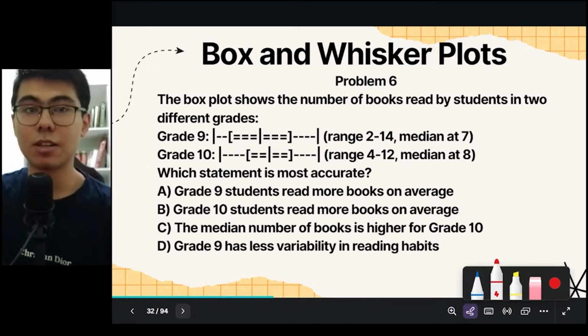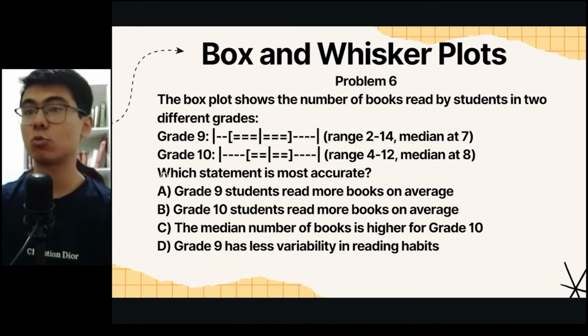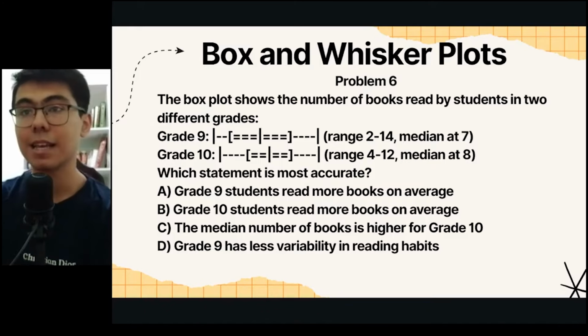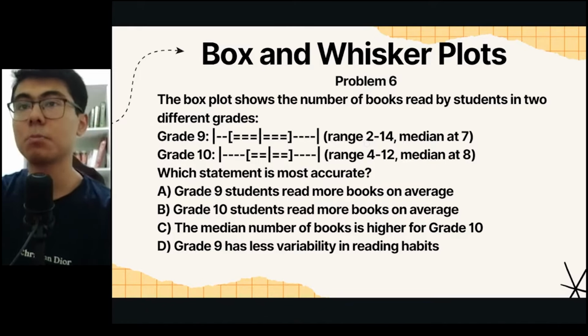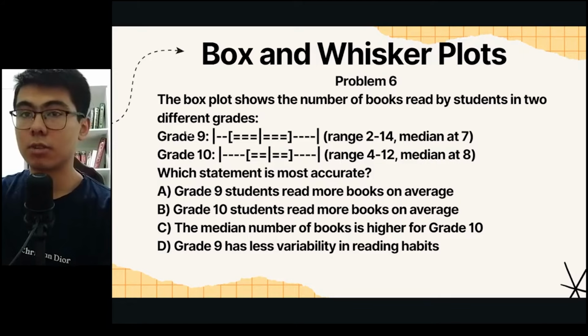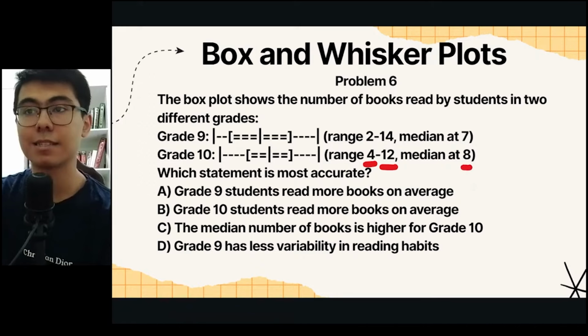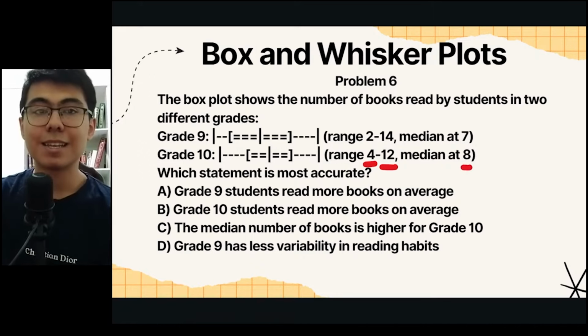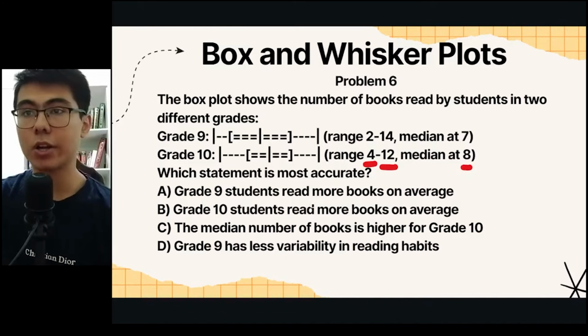Now let's move on to a little bit of a harder one, okay? So this box plot shows the number of books read by students in 2 different grades. The minimum number of books read by students in grade 9 is 2 and the maximum is 14, and the median is at 7. In grade 10, the minimum is 4, the maximum is 12, and the median is 8. So which statement is most accurate? Choice A: Grade 9 students read more books on average.